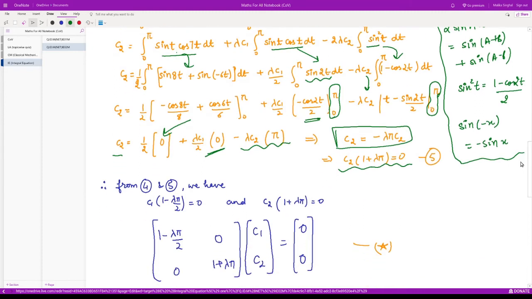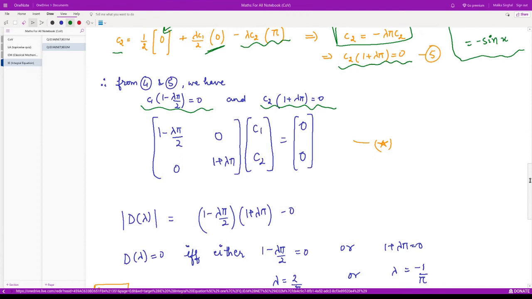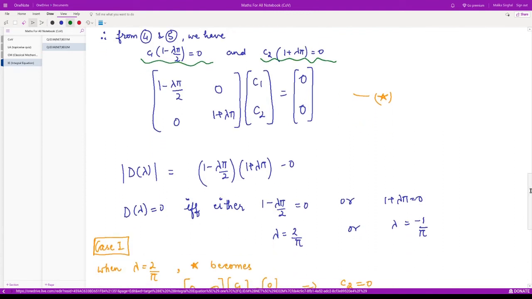So we have these two equations, 4 and 5, as one equation is this, another equation is this. These are algebraic equations, right? So we can write these in matrix form.